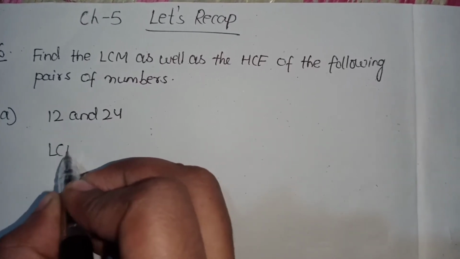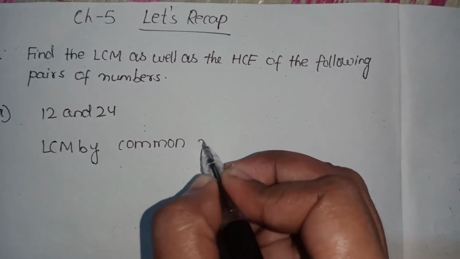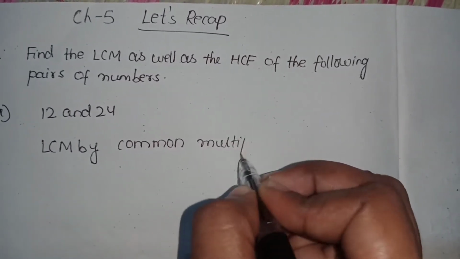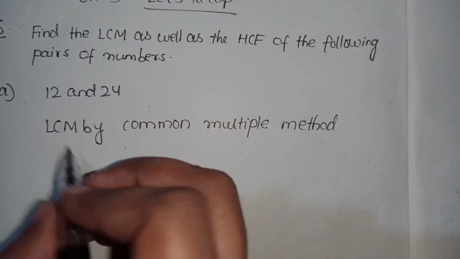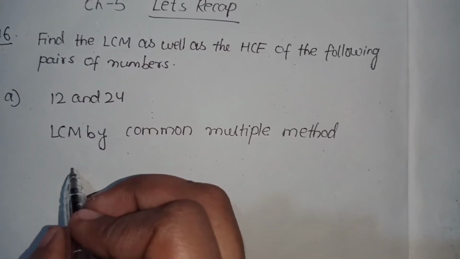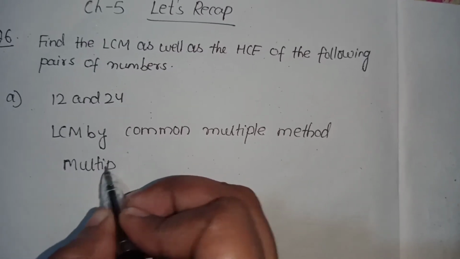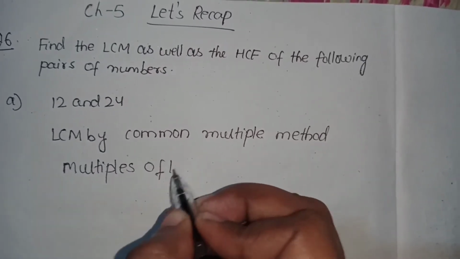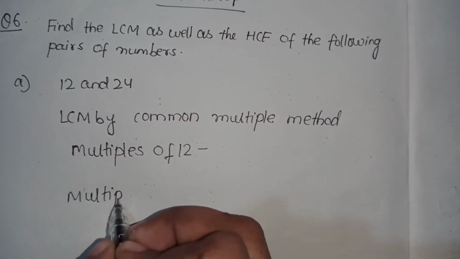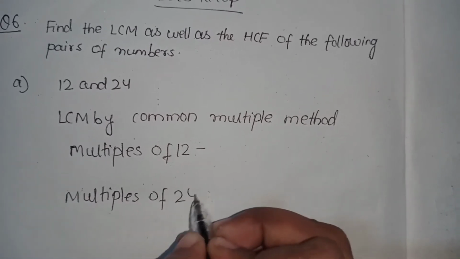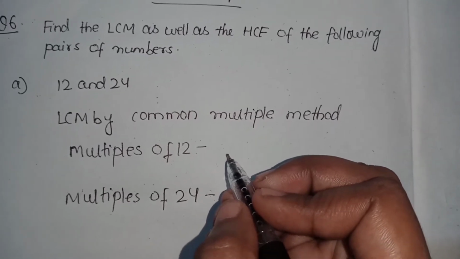LCM by common multiple method. Okay, so what we have to do? We have to write the multiples of 12 and 24 and then we will find the common ones. Multiples of 12. Okay, then multiples of 24. So what are the multiples of 12? There are so many multiples. There is no end for multiples.